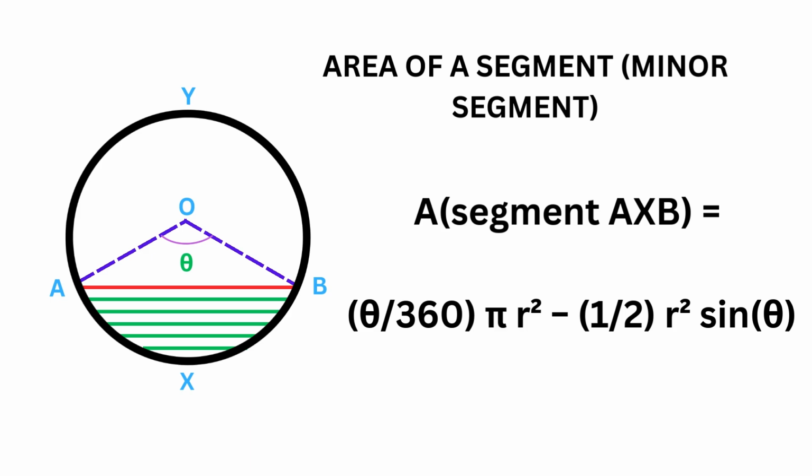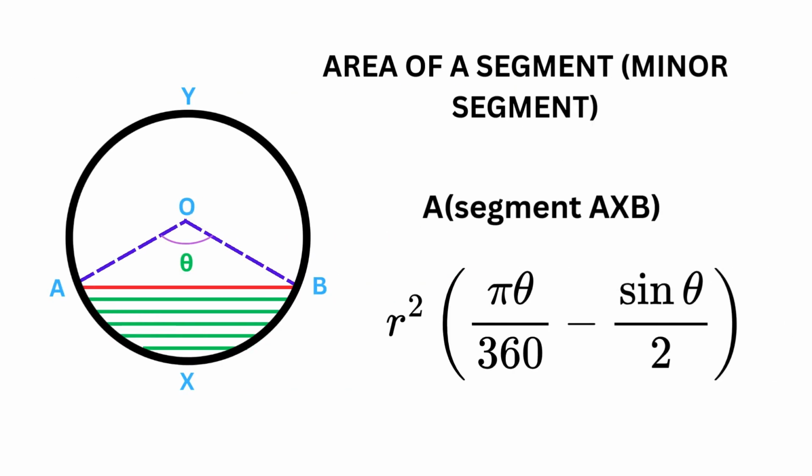In short, area of segment AXB equals theta divided by 360 times pi times r squared minus 1/2 times r squared times the sine of theta. This is the exact same formula as the previous slide, but it has been algebraically simplified by factoring out the common term, radius squared. The area of segment AXB equals r squared multiplied by the quantity pi times theta divided by 360 minus the sine of theta divided by 2.